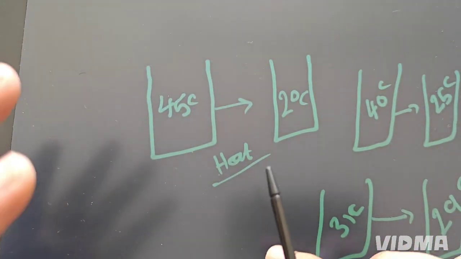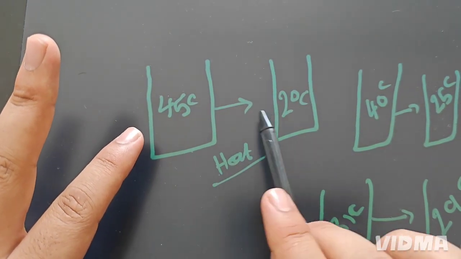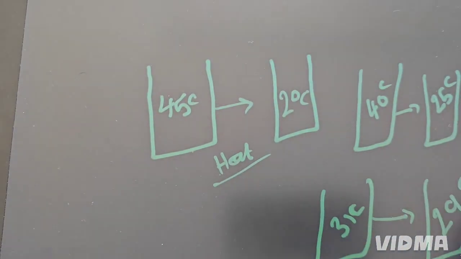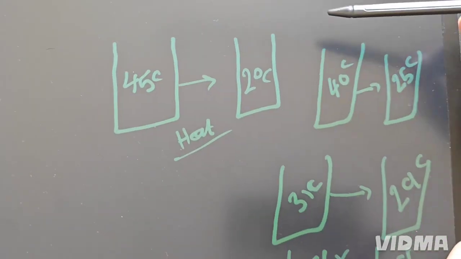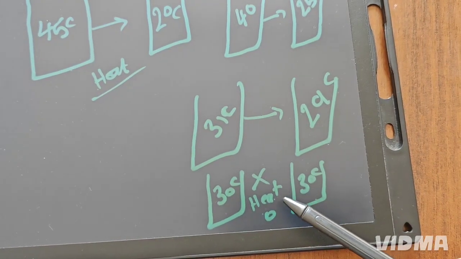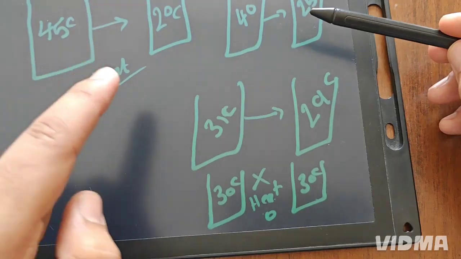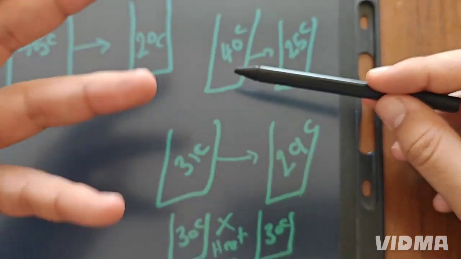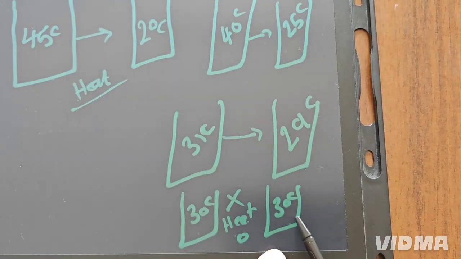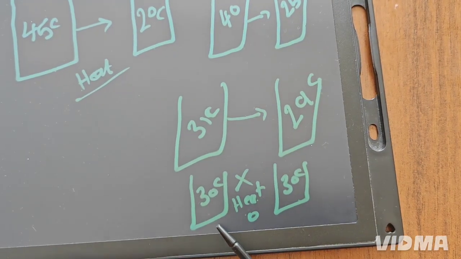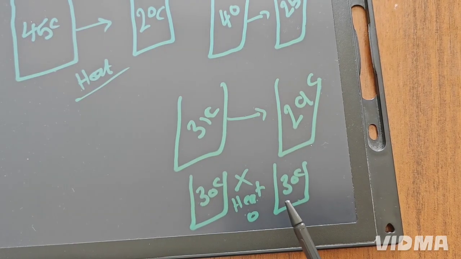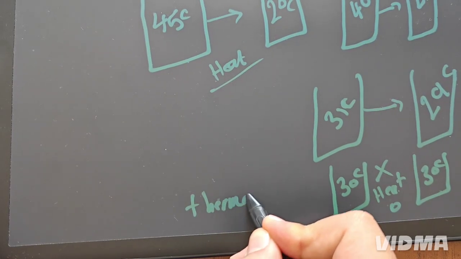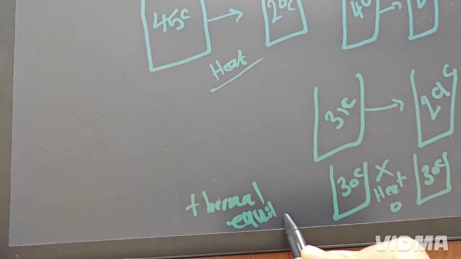Where was the first step, the first process? The first process was 45 Celsius and 20 Celsius. There was energy transferring because we had different temperatures. This process keeps continuing until it reaches that state. The second object is receiving energy, but the first object is losing its energy. After a while, the second object becomes 30 Celsius, and the first object is also 30 Celsius. In that case, both objects have identical temperature. So this step is called thermal equilibrium.